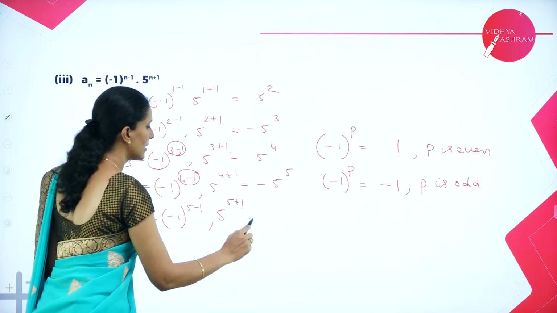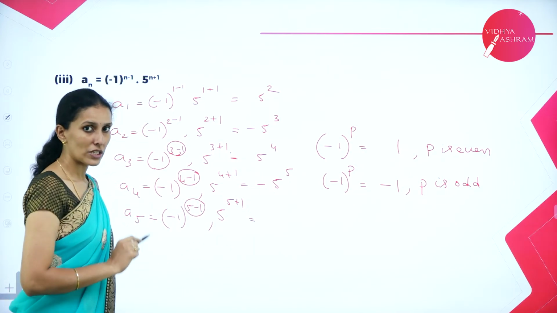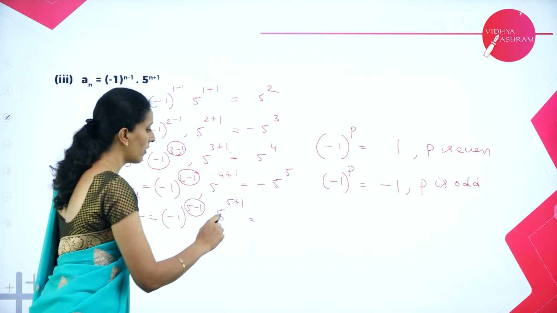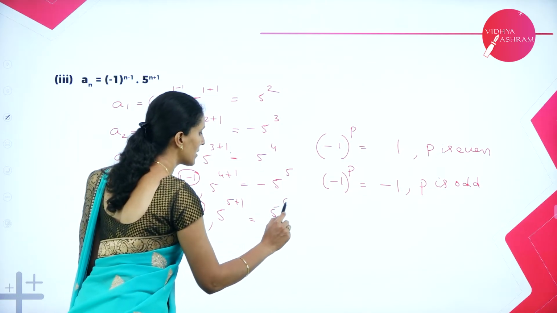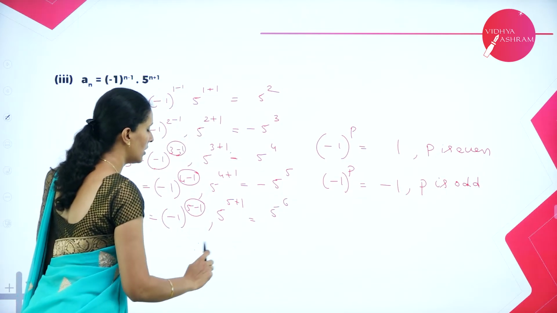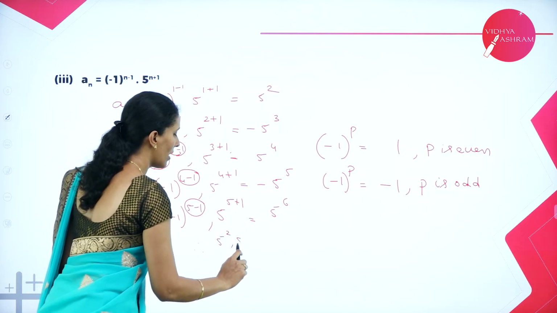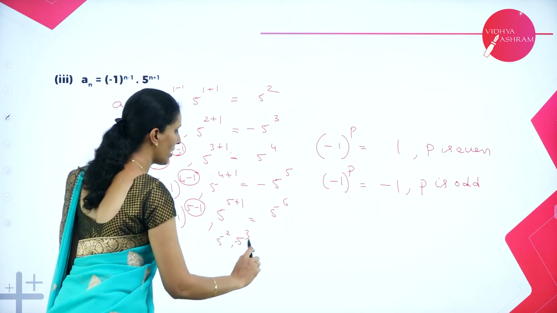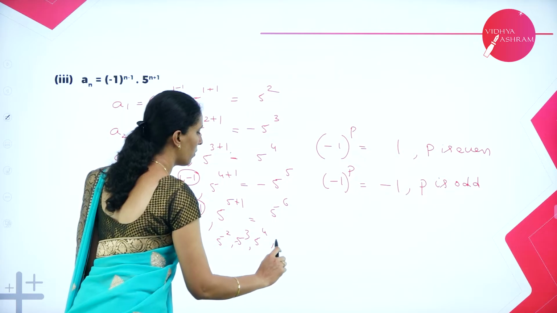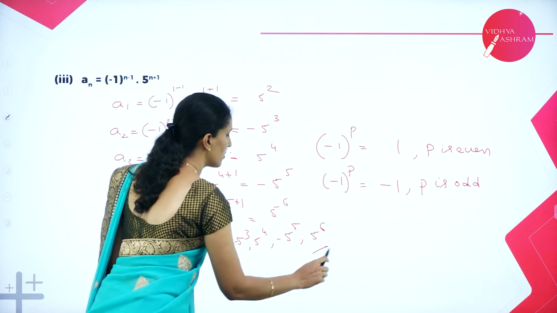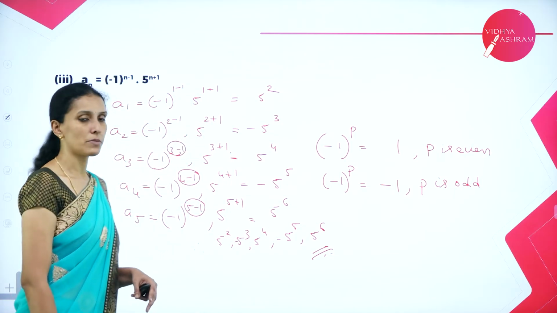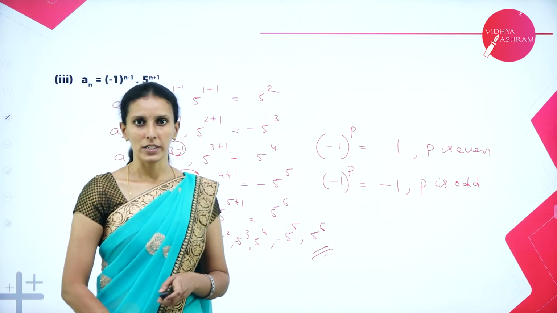And here 5 minus 1 is even, so it is 1. 5 to the power 5 plus 1 is 6, so it is 5 to the power 6. So therefore, the sequence is 5 square, 5 cube, minus 5 cube, 5 power 4, minus 5 power 5, 5 power 6. So these are the first 5 terms of the given sequence.